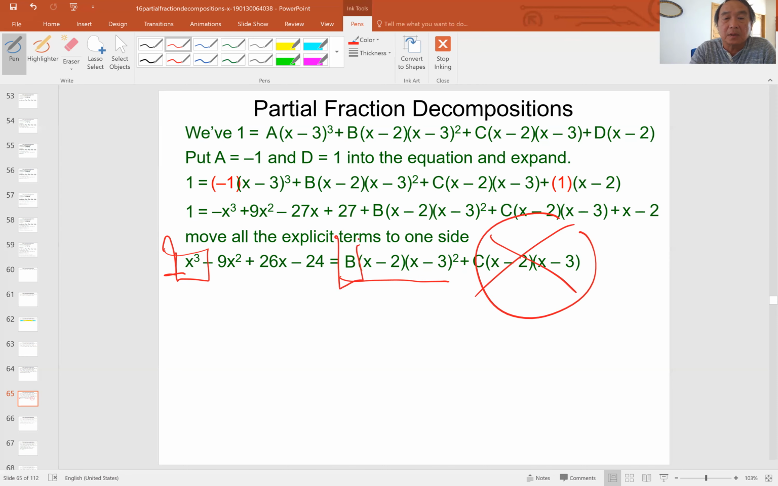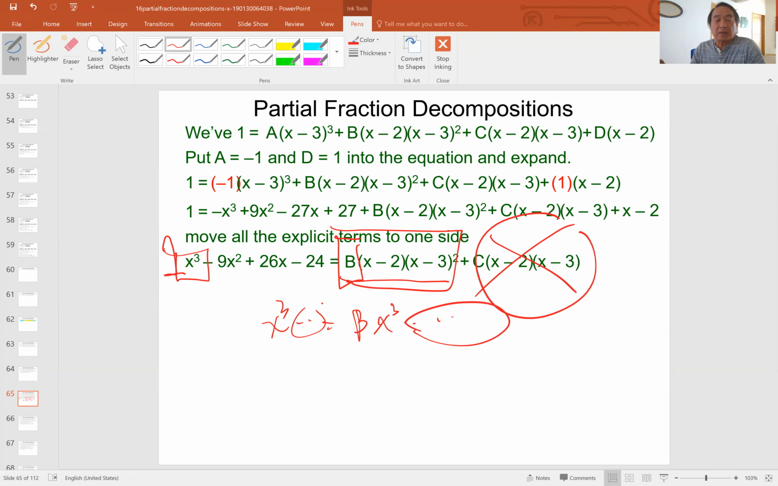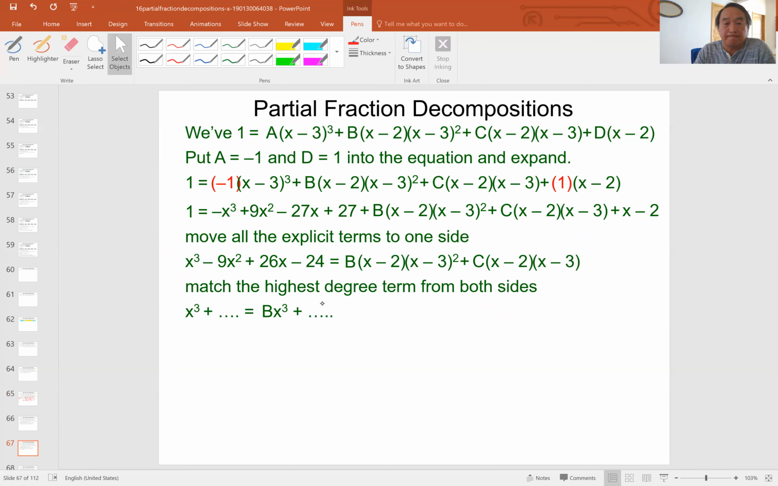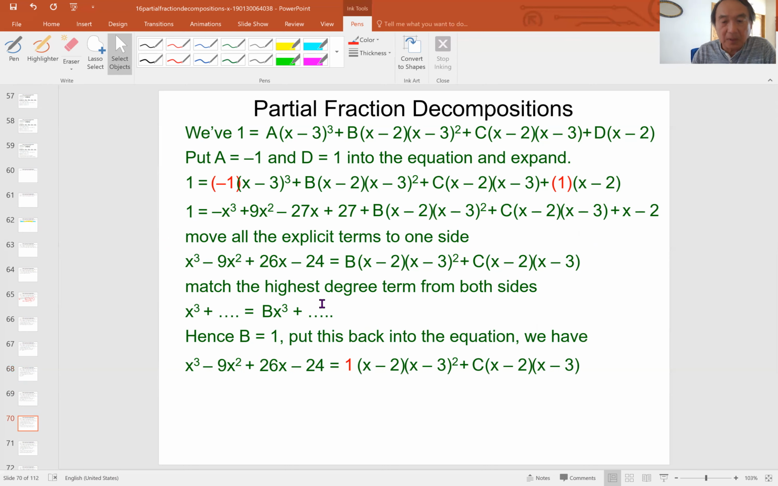In other words, b times this, when you expand, you're going to get bx cubed and something else. That's supposed to match up with the x cubed. The rest match up. So b has to be 1. Then you put b equal to 1 back into the equation. Actually, you don't even have to clean up. You can just leave it at that, and now let's try to match up what the number has to be.